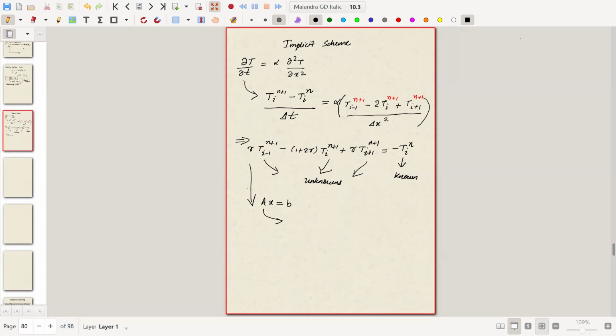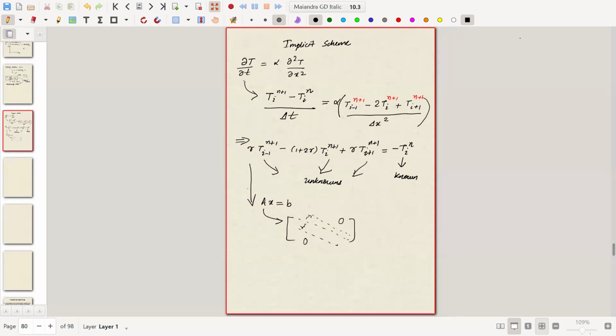Tri-diagonal matrix. You know what is a tri-diagonal matrix? How will it be? Above the main diagonal, another row of things will be there. Below the main diagonal, another row will be there. Others are all zero.